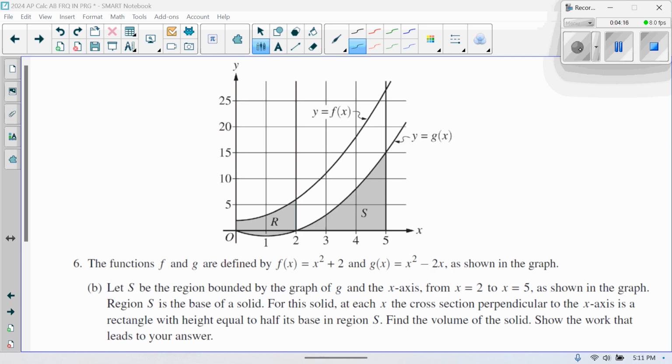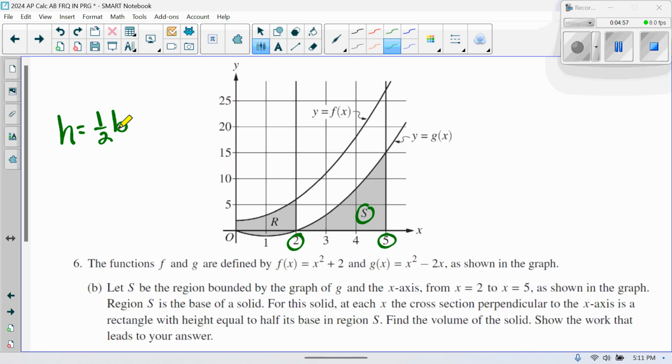6B. Let S be the region bounded by the graph of g and the x-axis from 2 to 5, as shown in the graph. Region S is the base of a solid. For this solid, at each x, the cross-section perpendicular to the x-axis is a rectangle with height equal to half of its base. So my height is equal to 1/2 whatever the base is.